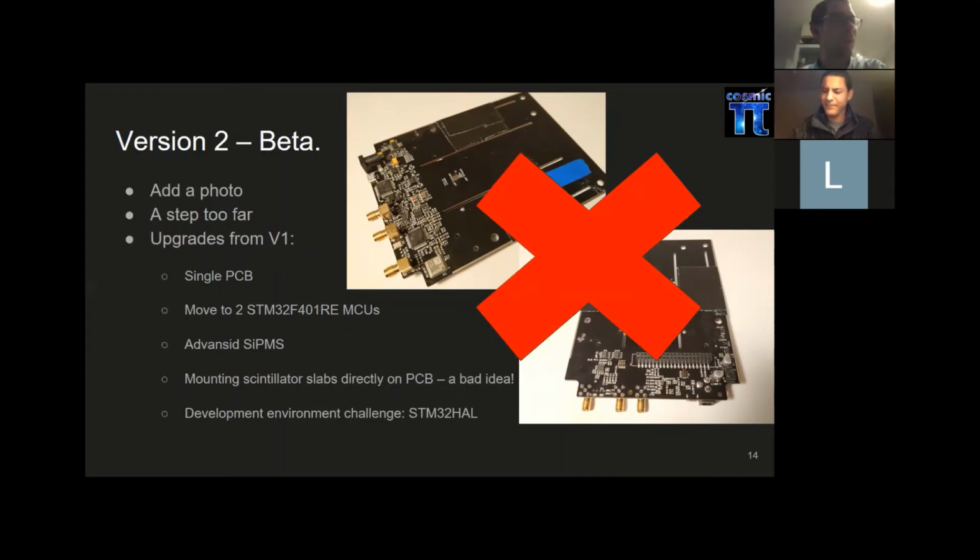We also had a real problem getting our development environment up and running. It was our first experience using the STM32 HAL, which is the hardware abstraction layer, basically the C libraries that automate some of the functionality for the STM32. So we learned a lot from this design, but unfortunately it didn't work.